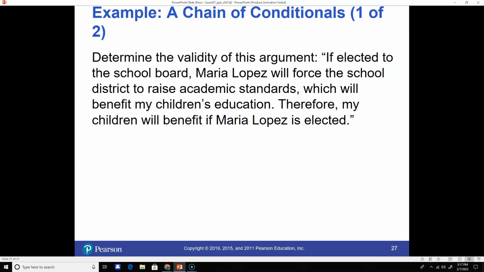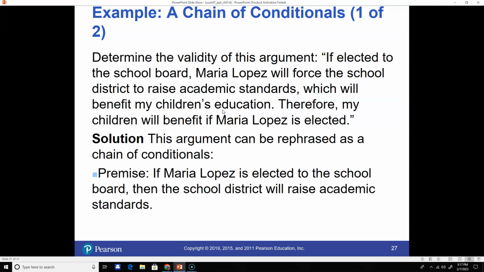So if you can form that chain logically, then we can make a stronger statement by skipping that middle step. Determine the validity of this argument. If elected to the school board, Maria Lopez will force the school district to raise academic standards, which will benefit my children's education. Therefore, my children will benefit if Maria Lopez is elected. That's certainly going to make sense if the statement is true.